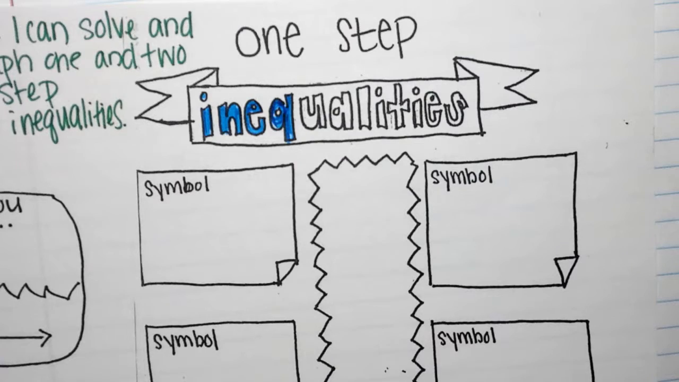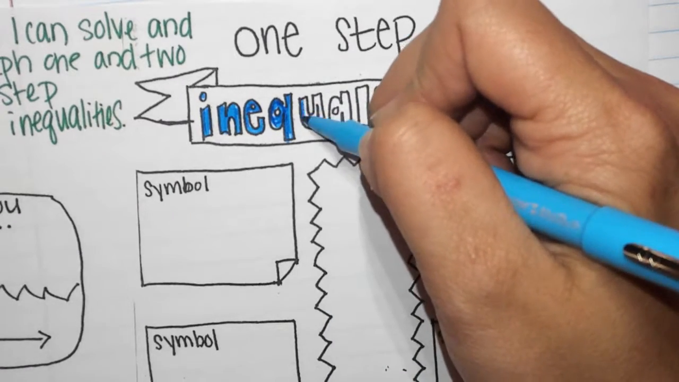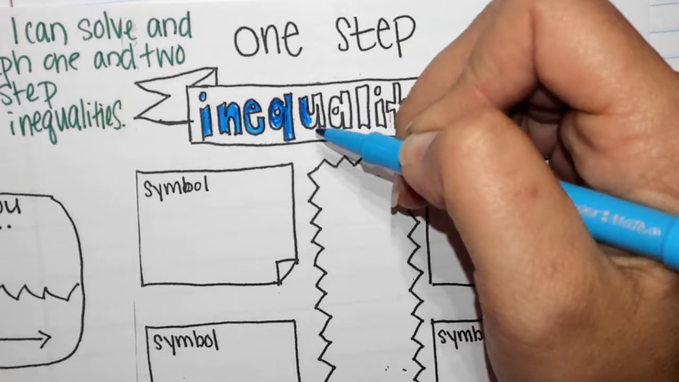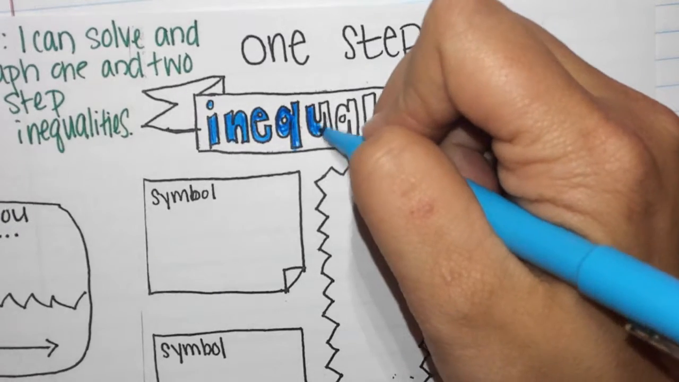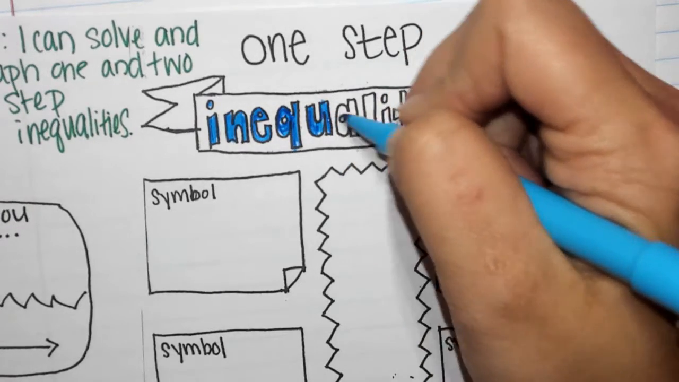Fantastic. All right, take a point. Ashlyn, can you tell me another one? All right, can you show me what it looks like? Fantastic. Connor, can you tell me another one? Greater than or equal to. Can you show me what it looks like?